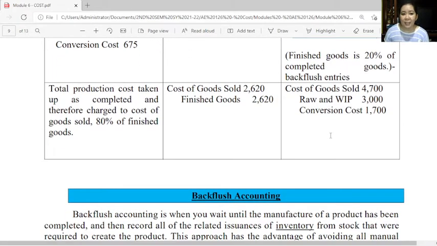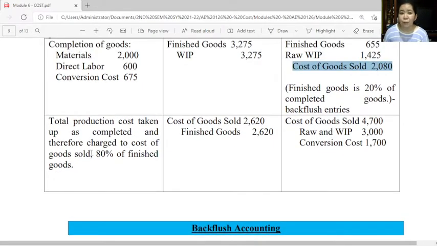And lastly, for the total production taken, for traditional, 80% of finished goods is charged to cost of goods sold. So in this case, 2,620 is just 80% of the finished goods of 3,275. Whereas for our just-in-time, we closed everything, meaning all of our raw materials of 3,000, and conversion cost comprising labor of 800 and factory overhead of 900, that's 1,700. This is closed to cost of goods sold because again, what is produced is equal to what is sold. There is no ending inventory.